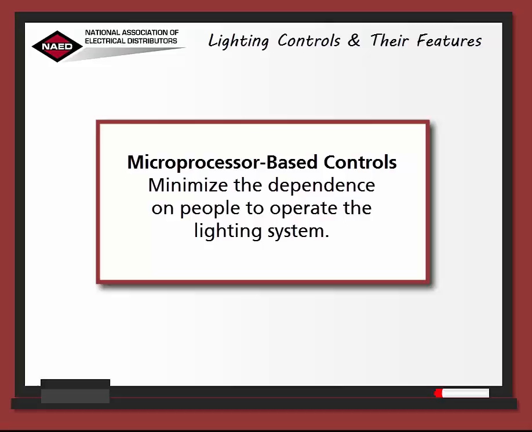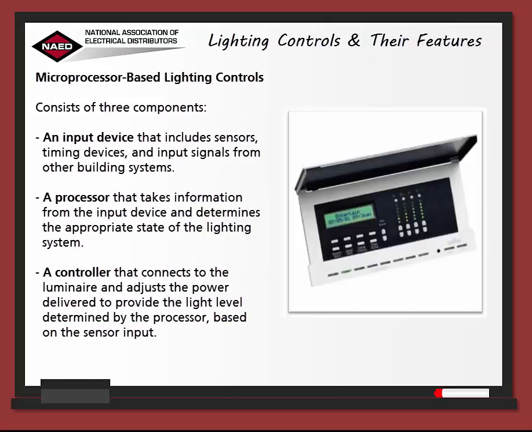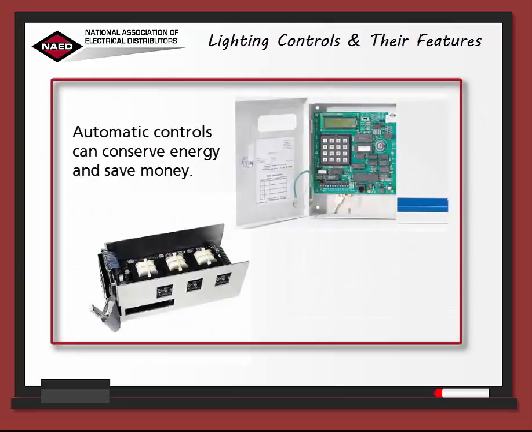Microprocessor-based lighting controls minimize the dependence on people to operate the lighting system. These automatic controls consist of three basic components: an input device that includes sensors, timing devices, and input signals from other building systems; a processor that takes information from the input device and determines the appropriate state of the lighting system; and a controller that connects to the luminaire and adjusts the power delivered to provide the light level determined by the processor based on the sensor input. Automatic controls can conserve energy and save money.